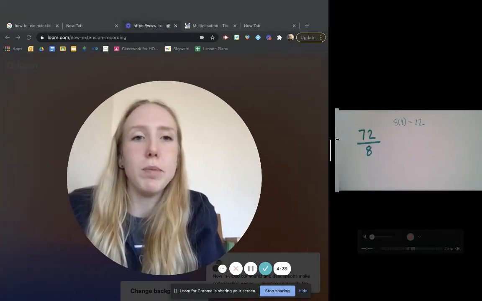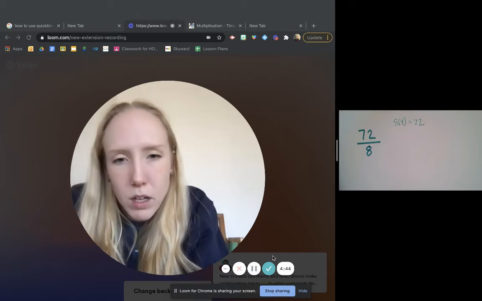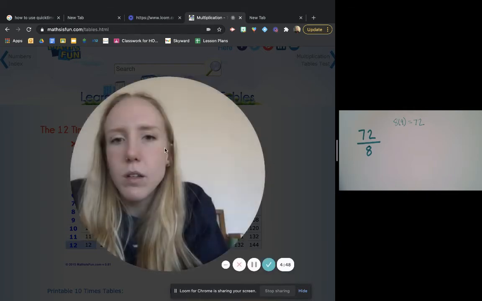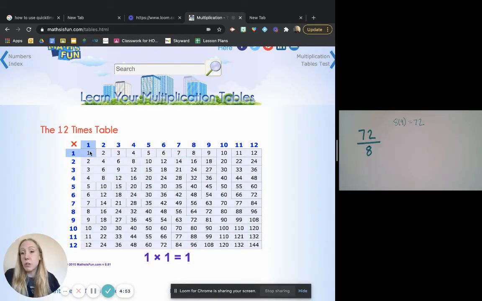I am going to bring up a multiplication table. I'm going to make my head smaller, and then I'm going to bring up a multiplication table. Okay, so here's our multiplication table. We use this for multiplication, but now we're going to use it to figure out what 72 divided by 8 is. So here's what you do.